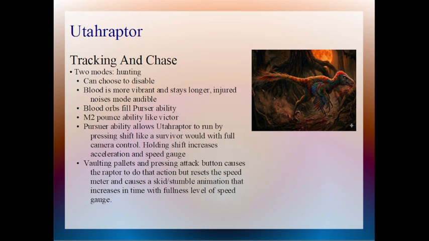And so if you decide to slow down at all, if you let go of shift, your speed gauge will slowly fall. So you'll start losing speed, and then you can choose to press it again and just build back up speed. Now, of course, if you have let go of shift and your speed is falling, you will still do skid stumble animations.